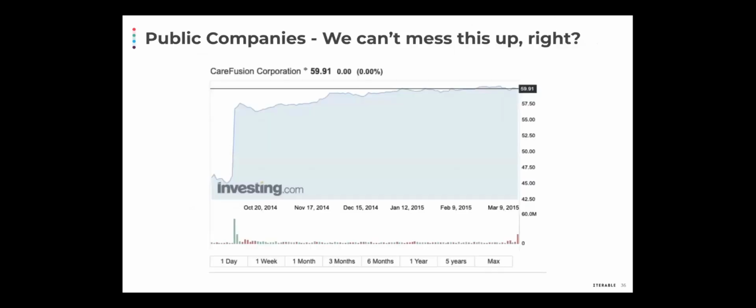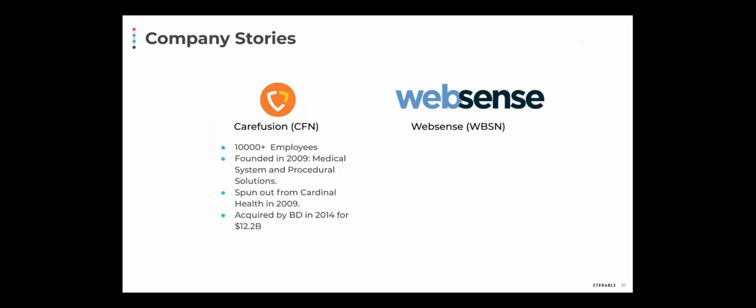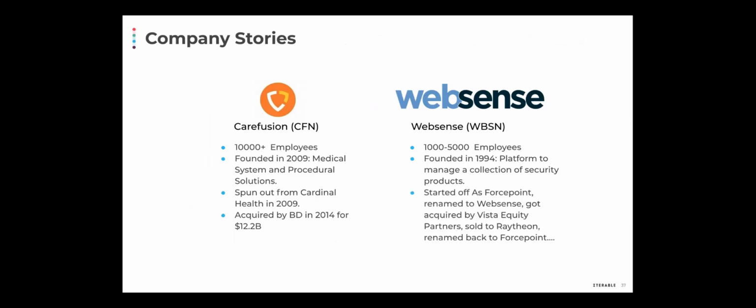All right, we're nearing the end. Public companies, we can't mess this up, right? These are companies that went IPO. So I'll go through this quickly. I worked at two companies, CareFusion, which is huge. It was a medical device company, spun out from Cardinal Health, and it was acquired by BD for $12.2 billion. Websense had a lot of employees, founded in 1994. It was a platform to manage a collection of security products. Websense is interesting. It went public, delisted, got acquired by a private equity firm, got sold, went public again, and then got acquired and then delisted.